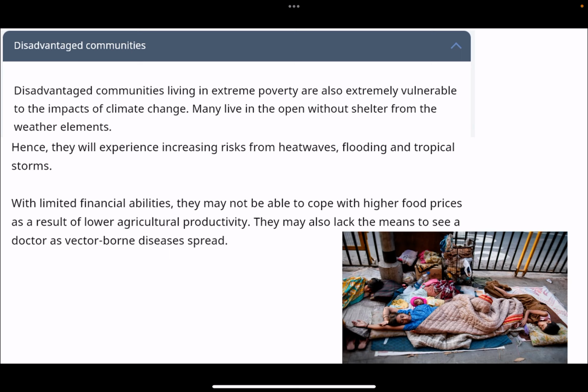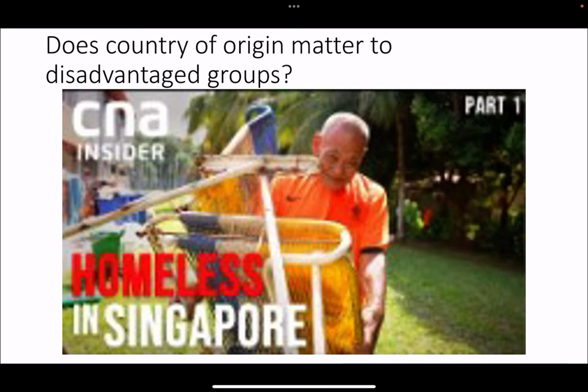When you talk about lower food quantum produced, right, lower food yield, they are the ones who will suffer the most, because when you already have very little money for food and the food prices go up, you just have no choice but to eat lesser food. Okay, so lack of means to see a doctor. But if you get hit by malaria, you can't afford medication. So these are the two biggest problems that we need to keep in mind when we're looking at disadvantaged groups.